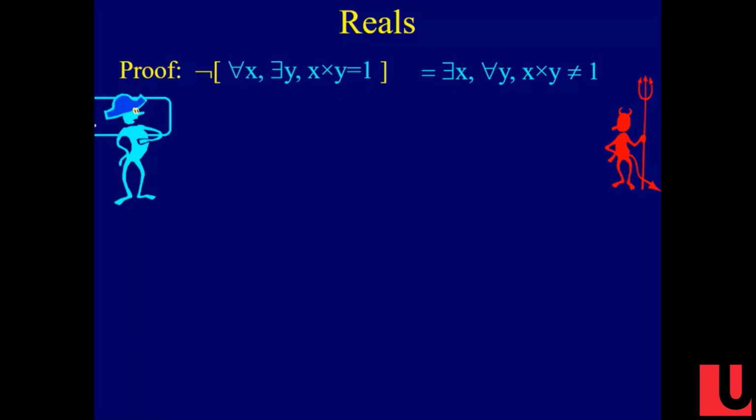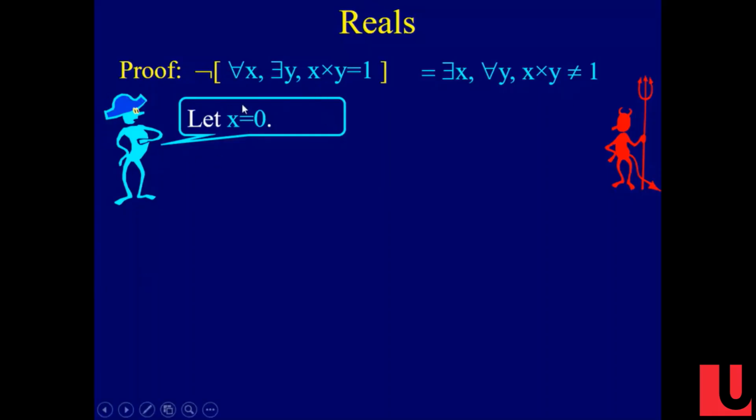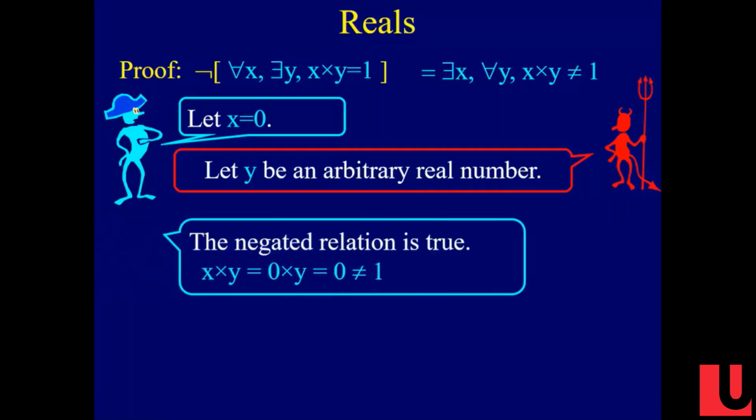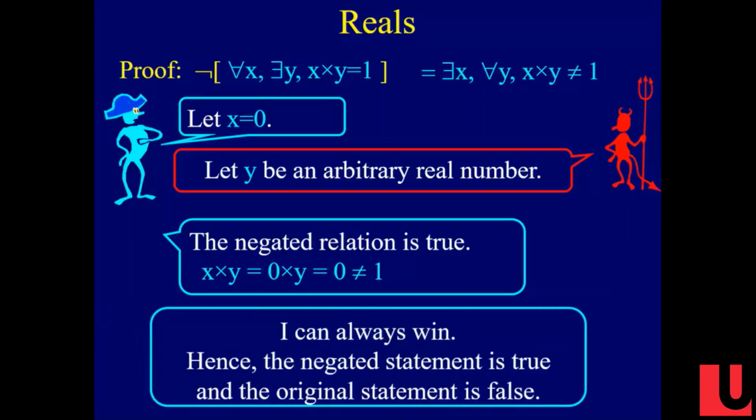Now how do we prove the negation? Now I say, let x be 0. Then, let x be 0, let y be arbitrary. Are people following along? Let y be arbitrary. Look at it: you multiply them, you don't get 0, you don't get 1. So the statement's true.